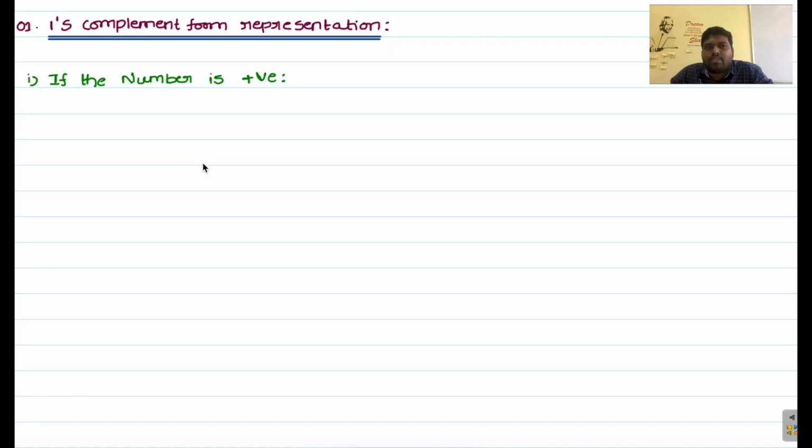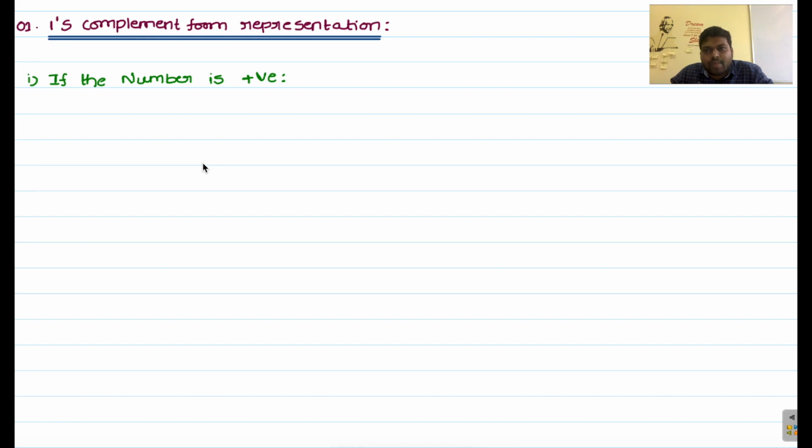The next topic is ones complement form representation. These complement forms are used to represent negative numbers only. You should remember, in order to represent negative numbers, we have to go for these complement form methods. In that we have ones complement form method and twos complement form method. Don't forget, especially these complement forms are used to represent negative numbers only, not for positive numbers. That is very important.